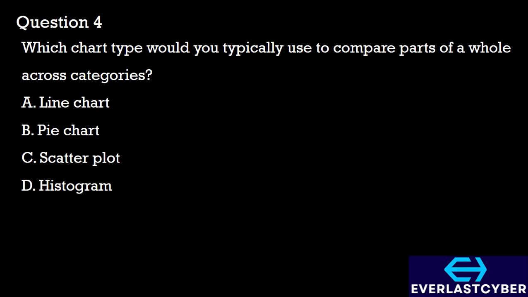Question 4. Which chart type would you typically use to compare parts of a whole across categories? A. Line charts. B. Pie charts. C. Scatter plots. D. Histogram. Line charts are used to show trends over time, and they are not suitable for comparing parts of a whole across categories.